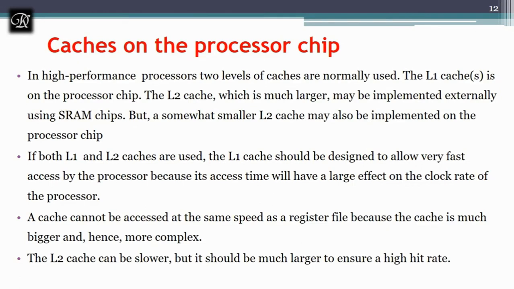It again goes with the size. If the size is increasing, the speed is decreasing, which we have seen in the hierarchy. But L2 should be much larger to ensure a high hit rate. L2 should have more space, so that our ultimate intention is to increase the hit rate and reduce the miss penalties.